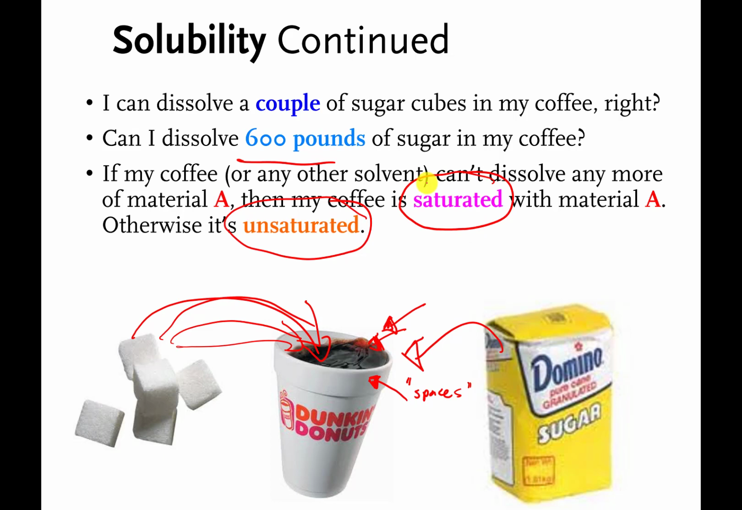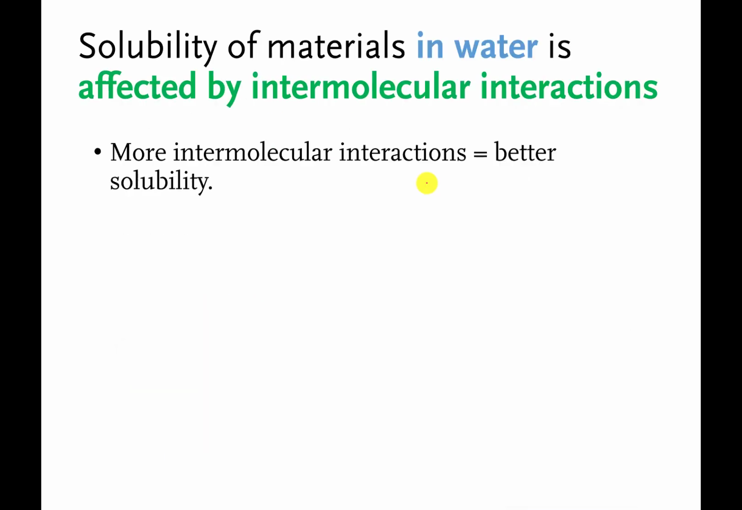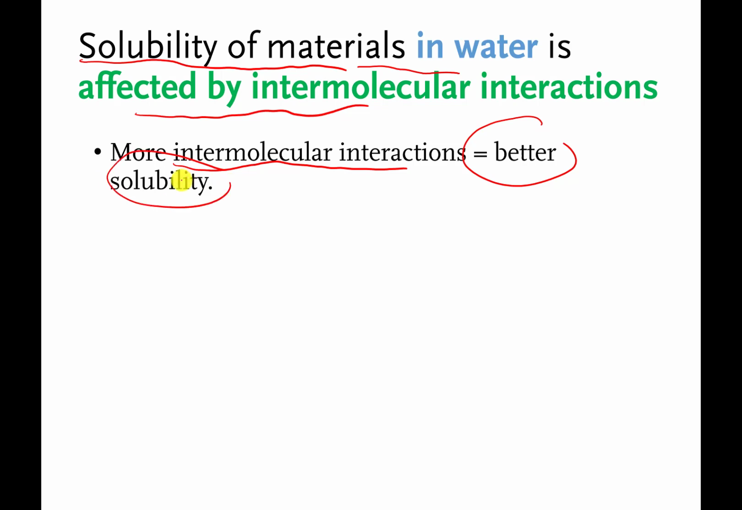So what does this have to do with intermolecular forces? Basically, the solubility limit, especially in water, which is what we're going to talk about, is affected by how much the water is attracted to whatever you're trying to dissolve. If there's more attraction between water and whatever you're trying to dissolve, then the solubility limit will go up. If there's less attraction, the solubility limit will go down.